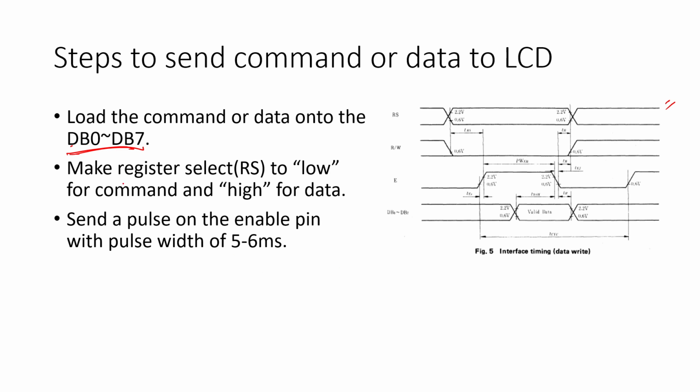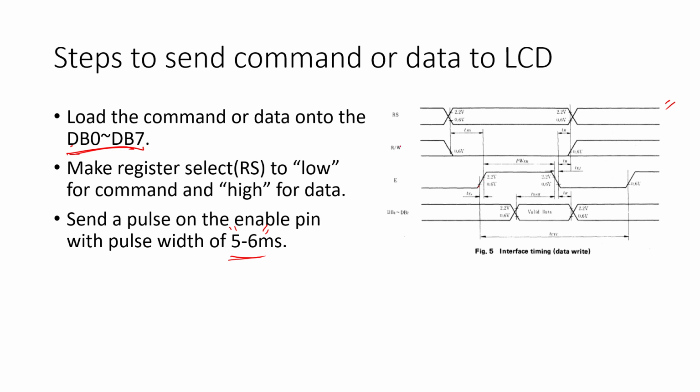Coming to the next step, once you have kept the data, you have to properly configure the register select pin. If you are sending a command, you have to pull it low. If you are sending data, you have to pull it high. Once you have configured the register select properly, you have to send a pulse. Here you can see it sending a pulse on the enable pin, saying that I have kept the data or command, so process accordingly. The pulse width can be from 5 to 6 milliseconds.